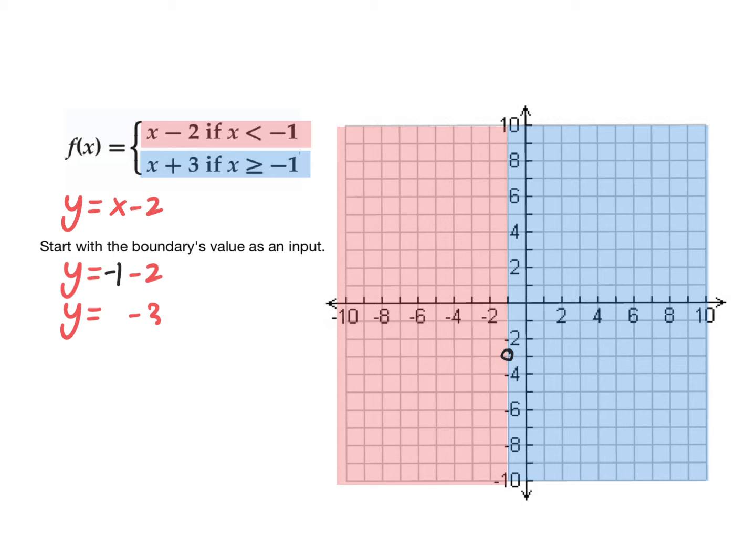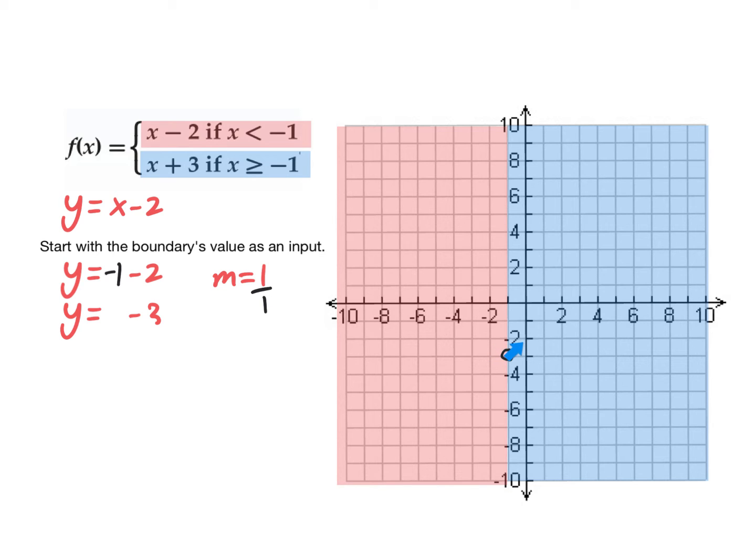Okay. So for the red rule, what is the slope here? 1. Okay, so the slope is 1. But I need a rise and a run in order to find another point. So how would we write it? 1 over 1. Okay. So all I have to do is go from here. I go up 1, right 1.